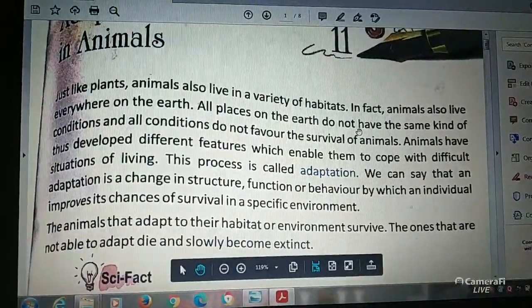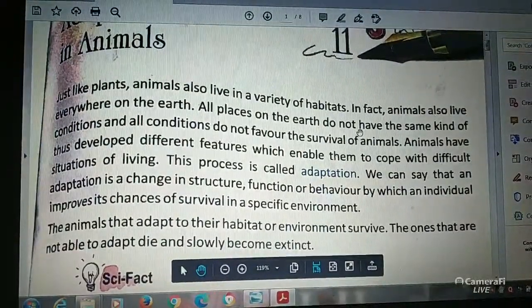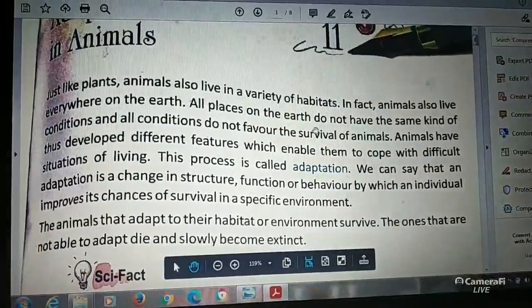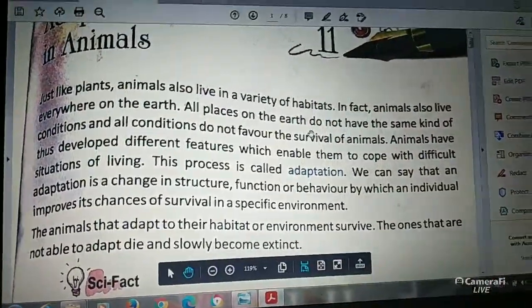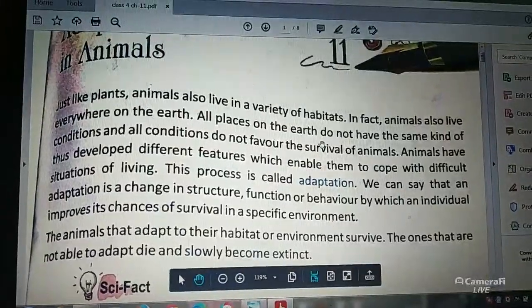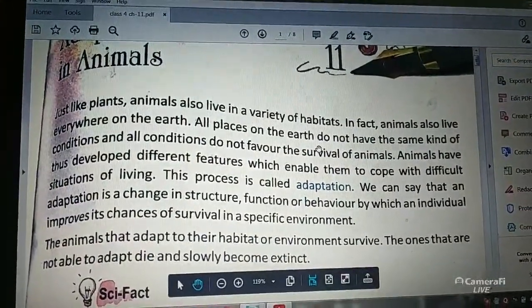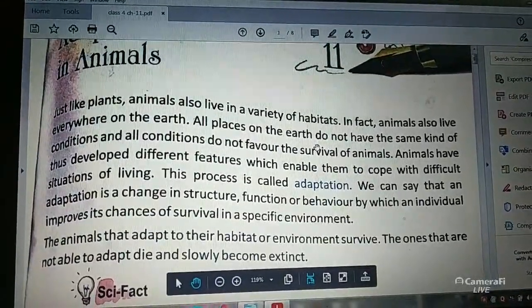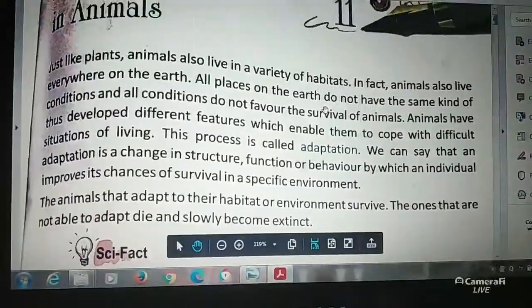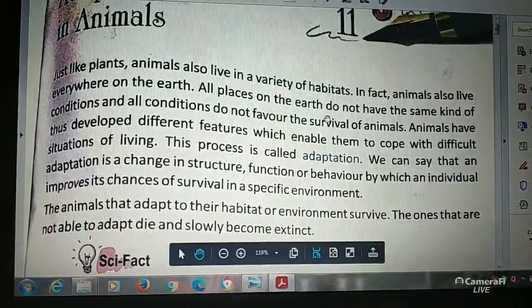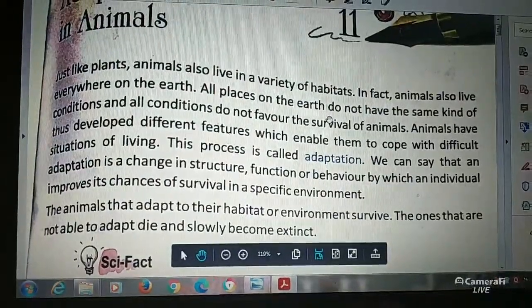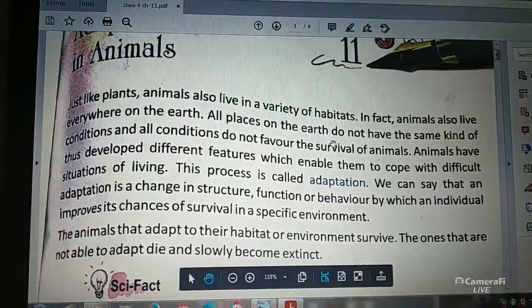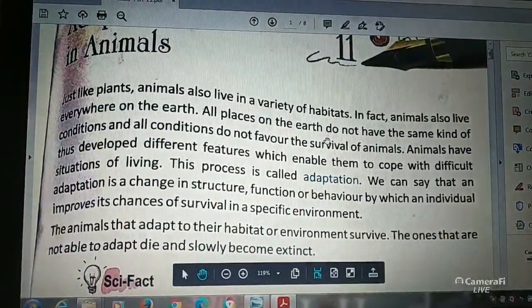All places on the earth do not have the same kind of conditions, and all conditions do not favor the survival of animals. Suppose I have a pet camel. I am taking this pet camel to the mountain region, the hilly region where snowfall occurs, Ladakh, Kashmir. Can the camel survive in that situation?